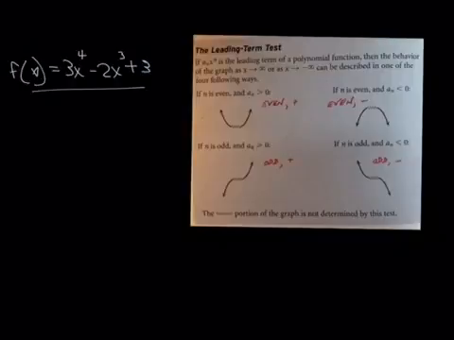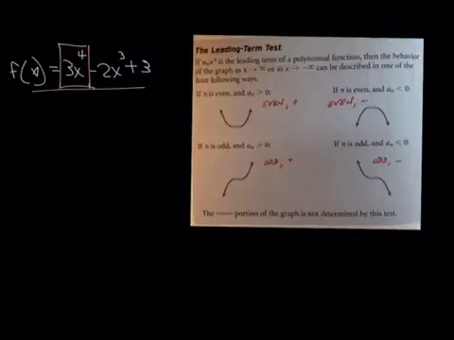Okay, so there's a polynomial function there, and let's look at the leading term. All we're concerned with is this part right there. What we're going to do is discover what this graph is going to look like. Now, these are our four options of what the graph can look like. These little jagged things mean we really don't care what goes on here.